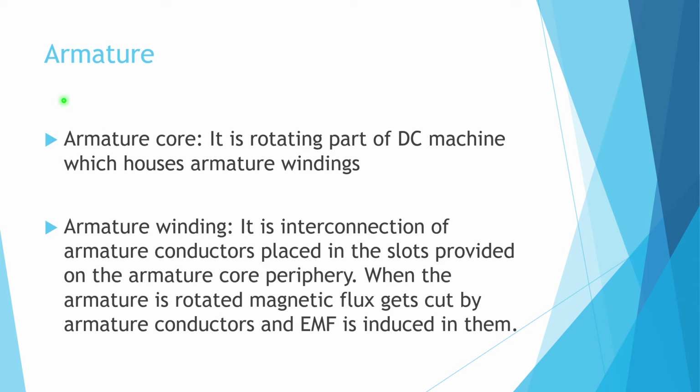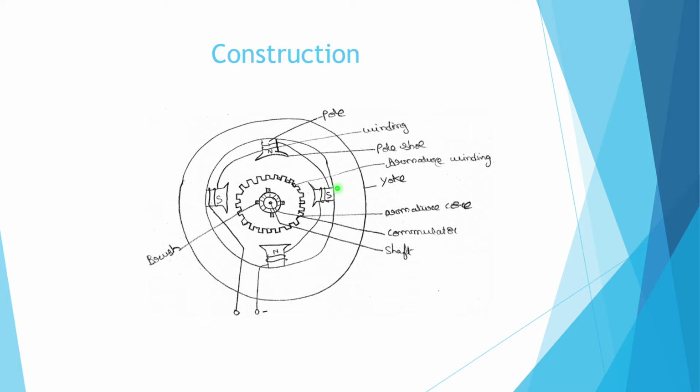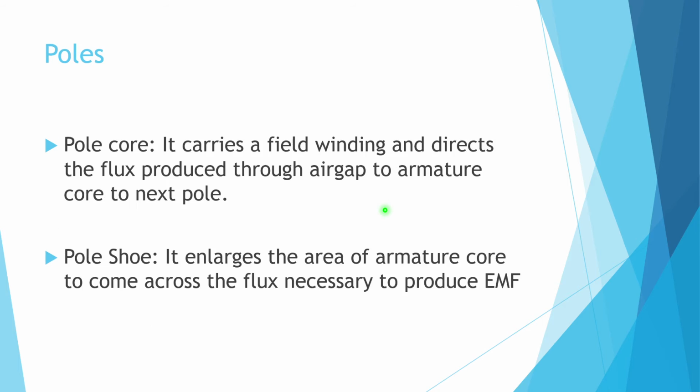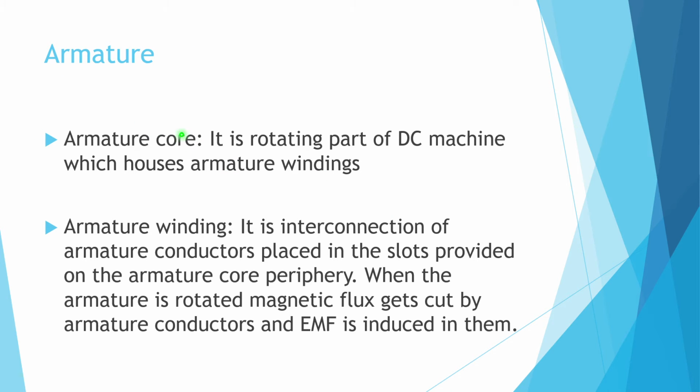Next one is armature. This is one of the most important parts of the DC generator. Here you can see this one is the armature. The rotating part of a DC generator is known as the armature. The armature again consists of two parts, armature core and armature winding. The armature core is cylindrical in shape and mounted on the shaft. It consists of slots on its periphery and air ducts to permit airflow through the armature. The armature core provides housing for armature windings, that is, armature conductors.